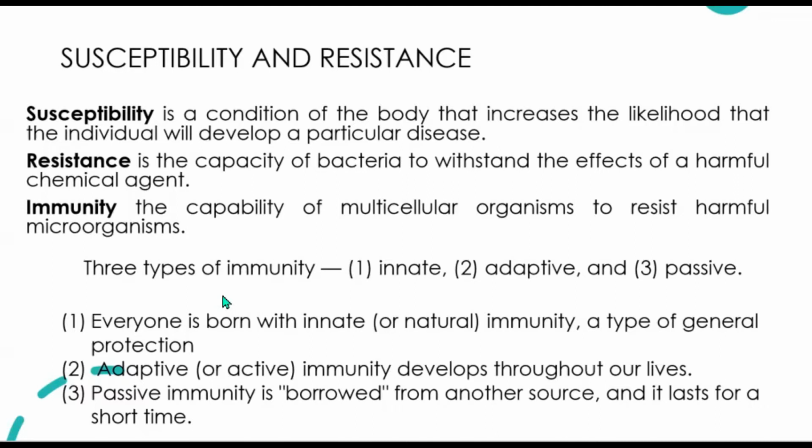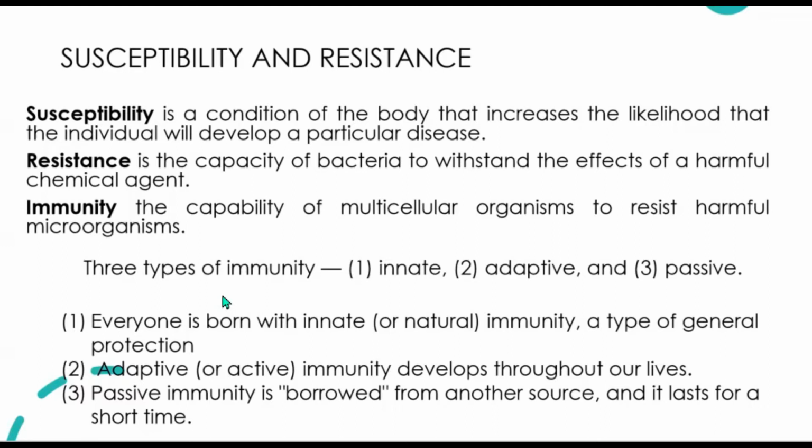So second, adaptive is this type of immunity that develops throughout our lives. For example, if we are exposed to a certain disease or when we're immunized against it with a vaccine, we're adapted with a certain immunity so that when a particular foreign material infects us, our immune system can fight it since we already acquired the immunity.